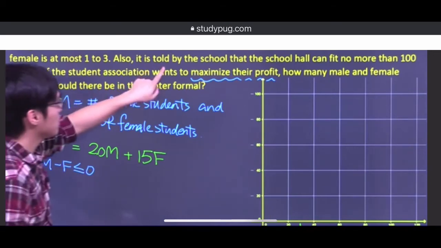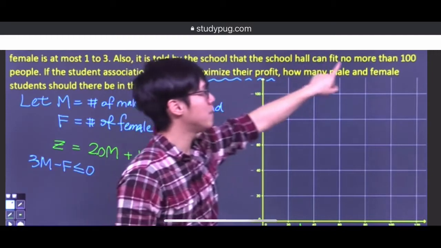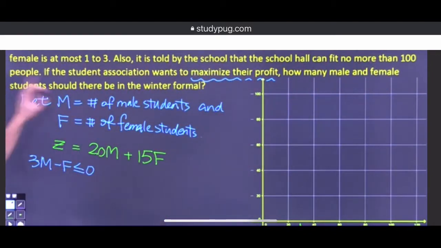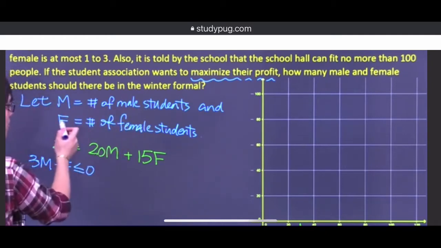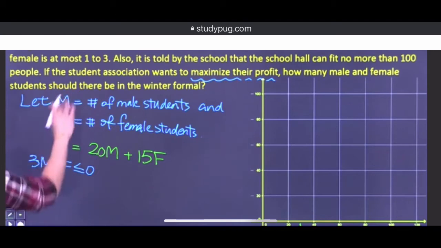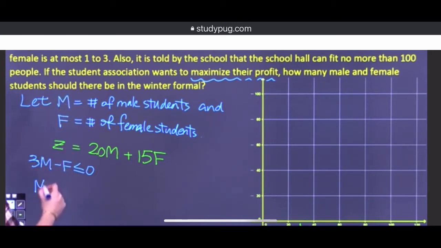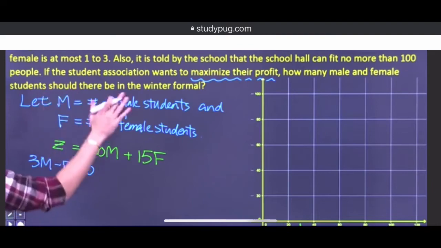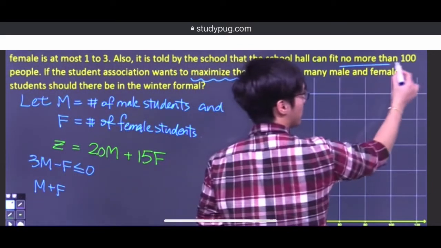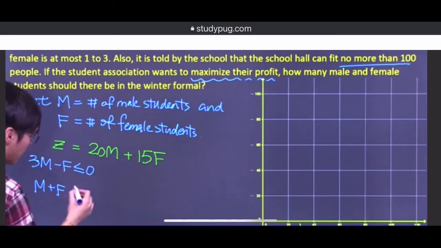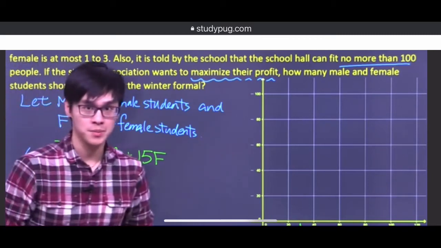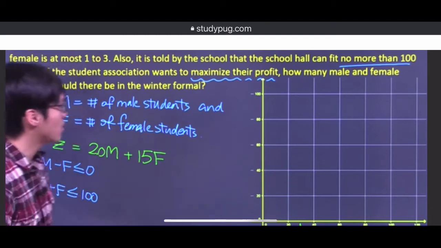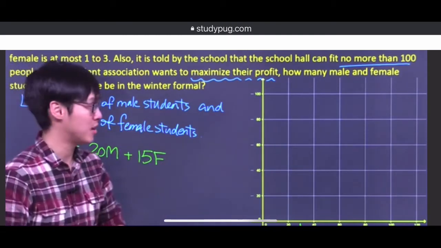Now, also here, it is told by the school that the school hall can fit no more than 100 people in total, right? So how many people do we have in total? We have m number of male students, we have f number of female students. So in total, which is m plus f, it's no more than 100. Okay, so that means it is less than or equal to 100. So these two, in blue, will be our constraints. Now that we have the constraints, let's try to graph them out separately and solve for the answer, okay?